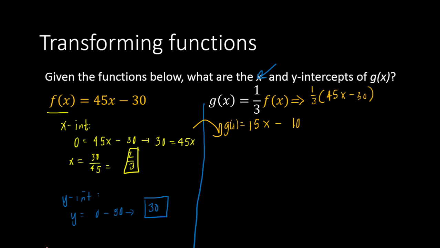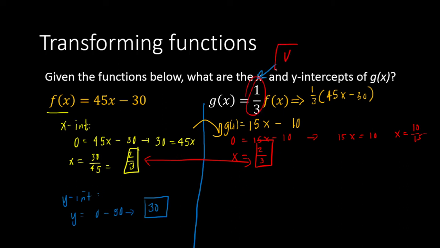Now to find my intercepts. My x-intercept, I'll set y equal to 0. So I get 0 equals 15x minus 10. So 15x equals 10. Divide by 15 on both sides. X equals 10 over 15. X equals, dividing by 5, 2/3. So notice that my x-intercept in both cases is 2/3, which means that multiplying by 1/3 was a vertical change. So that means our y-intercept must be different.